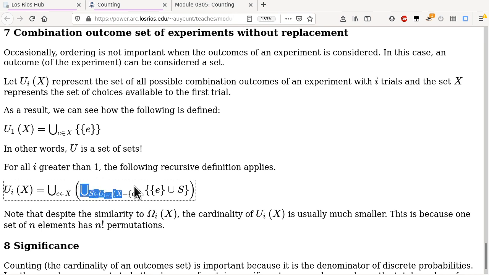So when you look at this entire thing, all that it is now representing is, if I, as the outer experiment with i trials, choose e in X as the outcome of my first trial, then I can have this as a set of sets, as possible outcomes. So when you go through every single possible e in X, then the union of all of that becomes all the possible combination outcomes when we start with X as a set of choices and have exactly i trials. So that's basically how this thing works out.